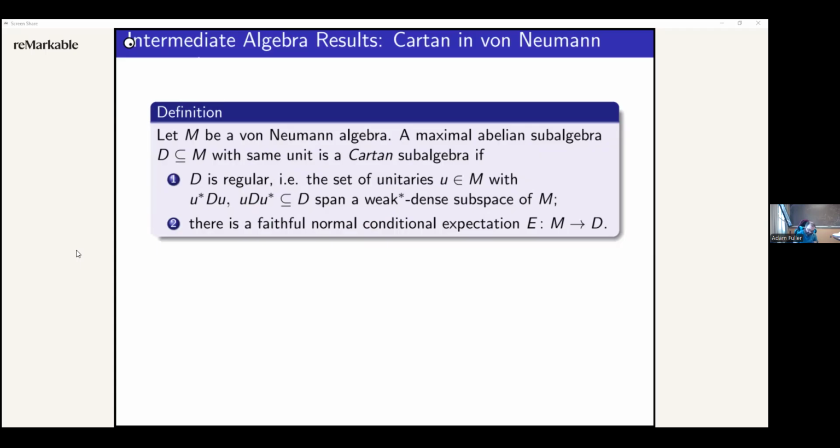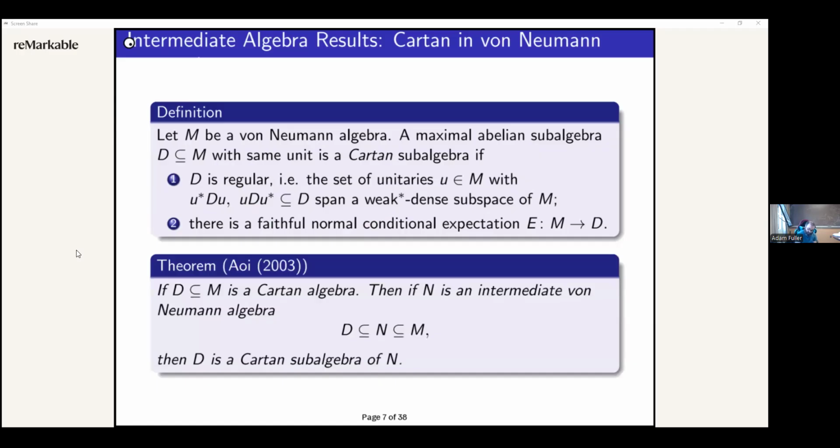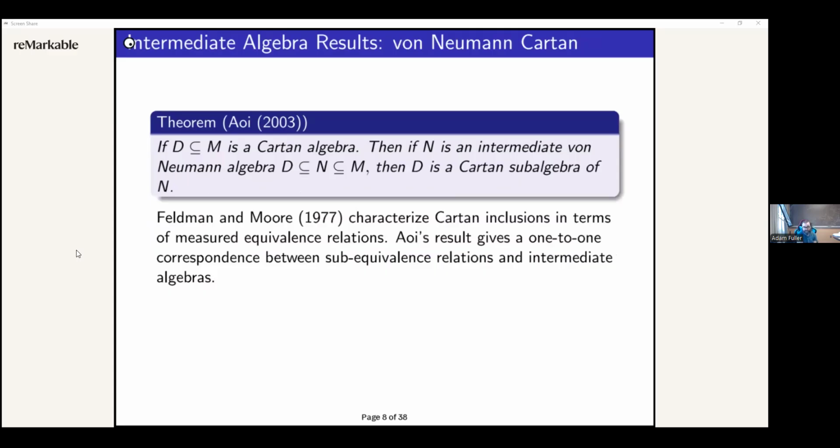In this setting, Aoi in 2003 proved that when we have a Cartan inclusion, if ever we have a von Neumann algebra between D and M, then D will be Cartan inside it. And in terms of a Galois-like correspondence, so in terms of the data that you get in the inclusion here, again, it can be described. Feldman and Moore, in seminal work in the late 70s, gave a complete characterization of Cartan inclusions in terms of measured equivalence relations. Aoi's result gives that these intermediate subalgebras are in one-to-one correspondence with sub-equivalence relations.